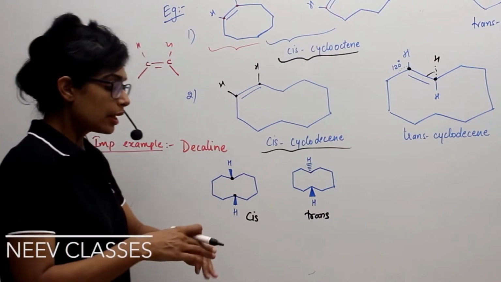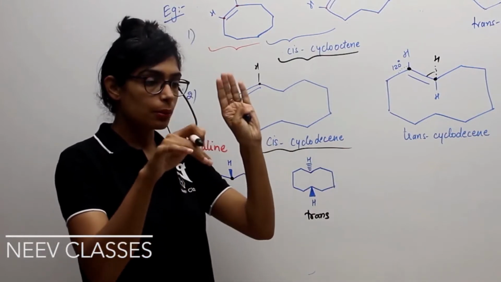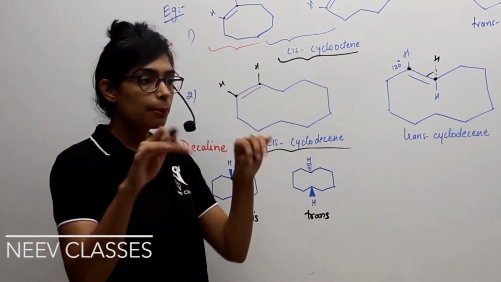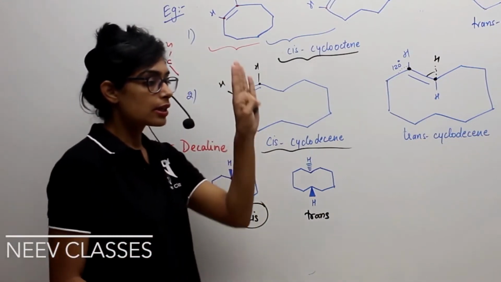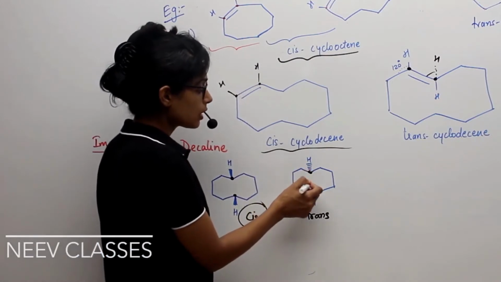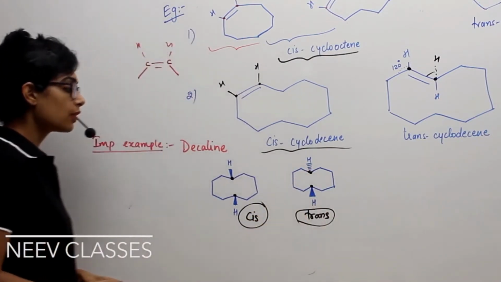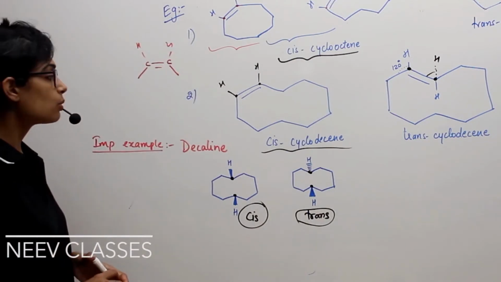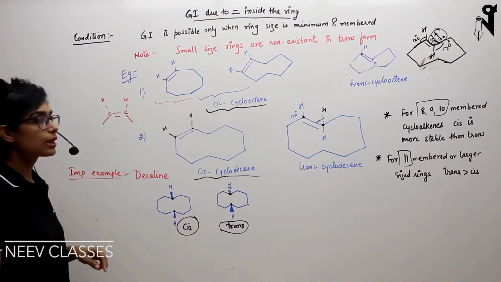So its structure is in such a way that both the hydrogens will be either coming up or will be going down. If they are both coming up or going down, the molecule will be called cis. Whereas if one is coming up and one is going away from the viewer, the hydrogen on these carbons, then this will be called trans. So these are some specific cases which I'll be mentioning time to time wherever it is required. So this is about GI due to double bond inside the ring.